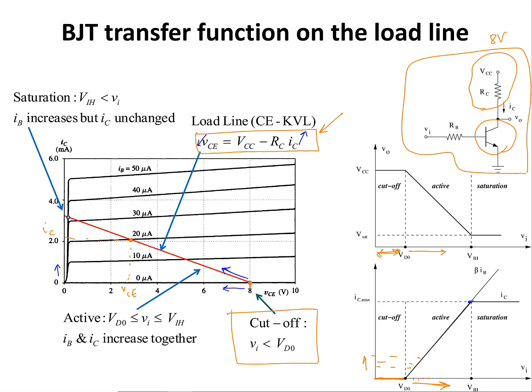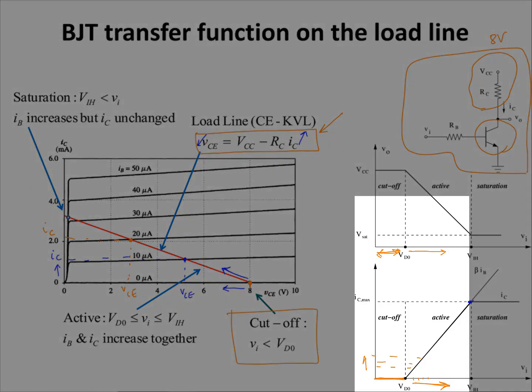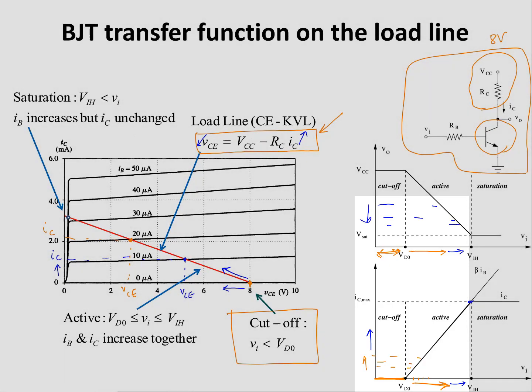So for example, if I base is equal to 10 microamp for some VI value, the value of VCE is here, and this is the value of IC for that point. Now I keep increasing the value of VI, the value of IC increases, and the value of VCE decreases. So I'm moving along this line on my load line.